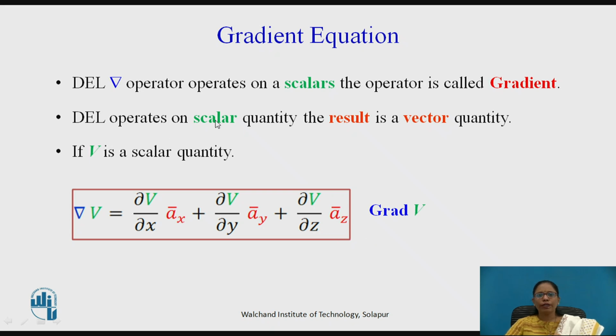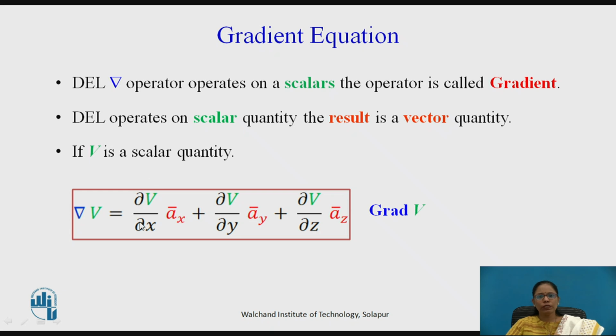Now first we'll go for gradient. Gradient, the del operator operates on scalars, and in that case the operator is called gradient. Del operates on scalar quantity but results in a vector quantity. If I assume v is some scalar quantity, then del v, which is called as grad v, is equal to dou by dou x of v ax bar plus dou by dou y of v ay bar plus dou by dou z of v into az bar.